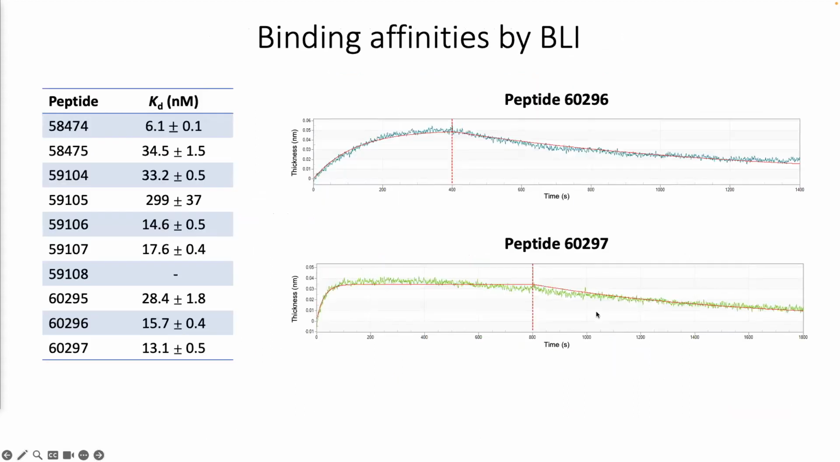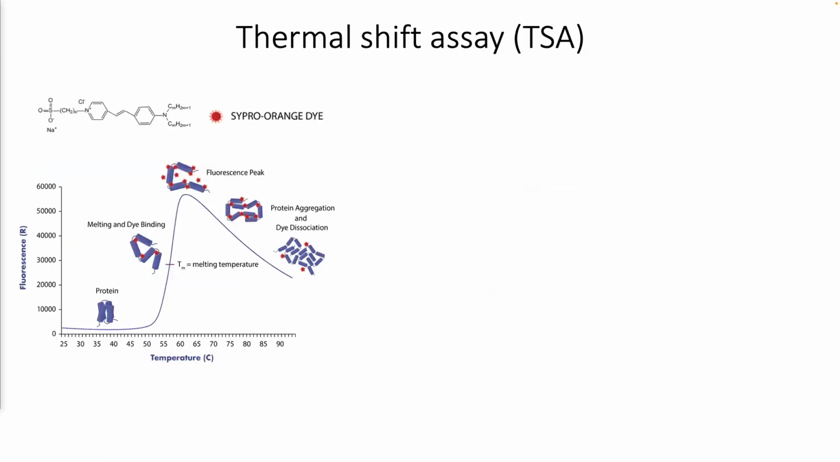And as you can see, all but one of the peptides gave us good data with KDs in the low nanomolar range. So that was very pleasing. You can see that some of the data here, very nice high affinities, very slow off rates. As I said, the BLI data look very convincing, but results for an orthogonal assay that we wanted to use, a thermal shift assay, were somewhat contradictory.